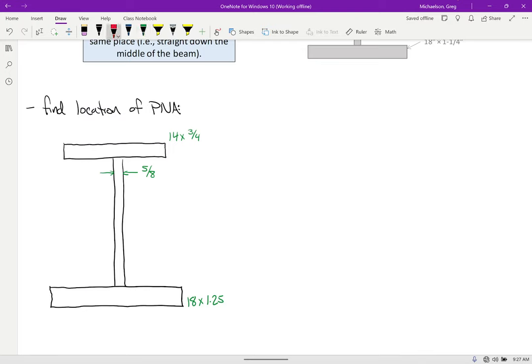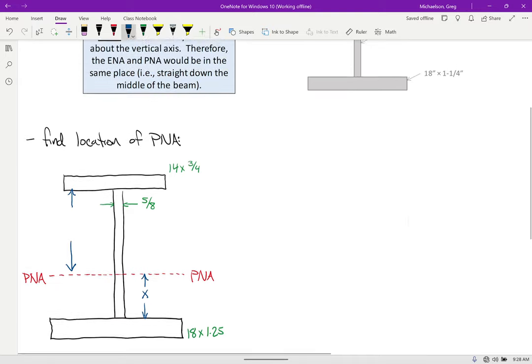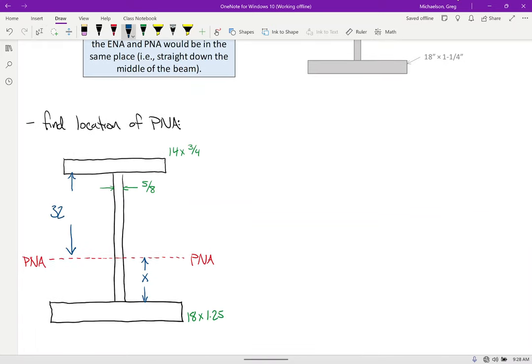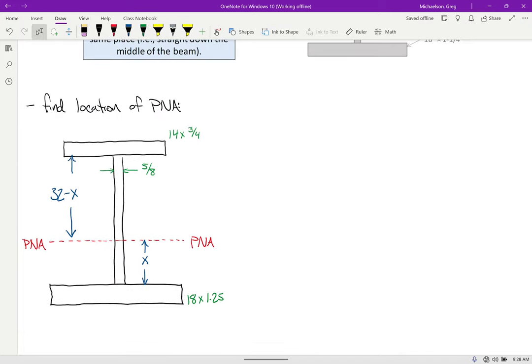I'm going to draw a line like that, and I'm trying to find where this line is. Right now, I don't know, so when I don't know, let's call this term X. Now, if this is X, what is this distance? Help me out. 32 minus X.